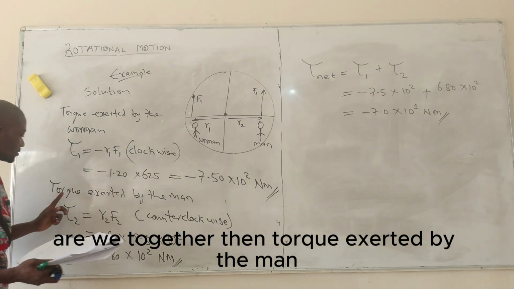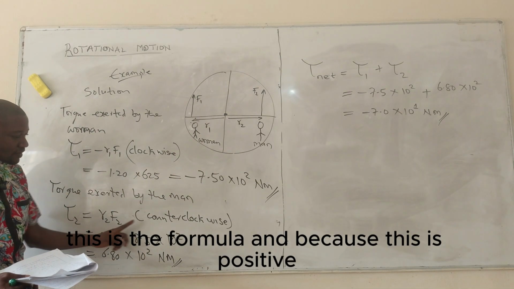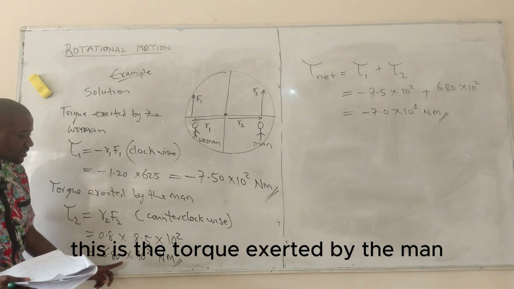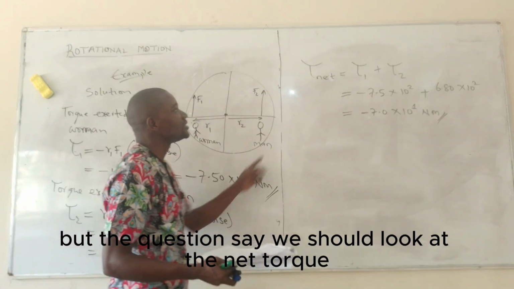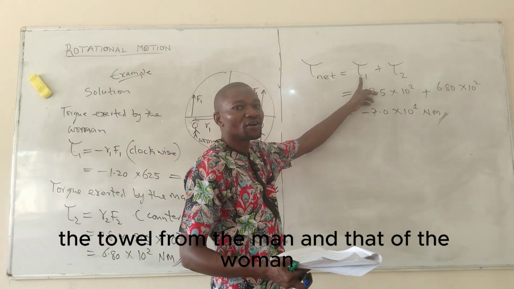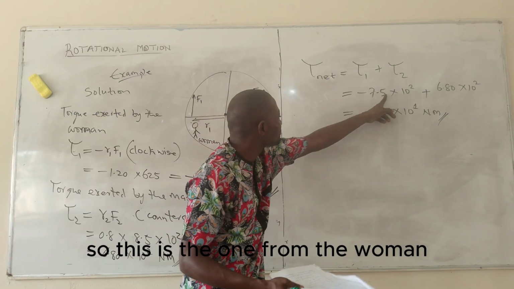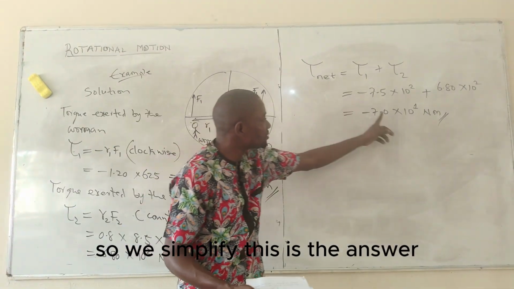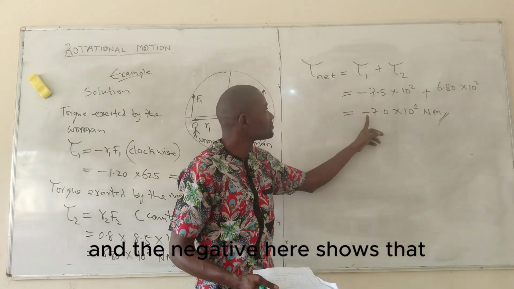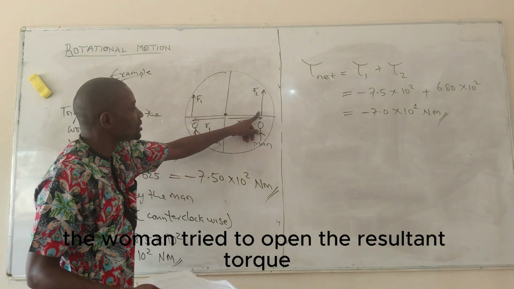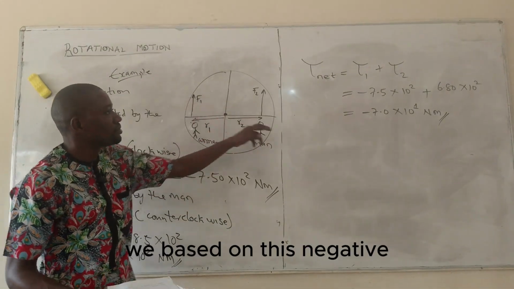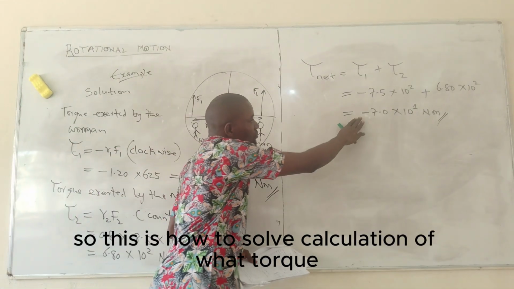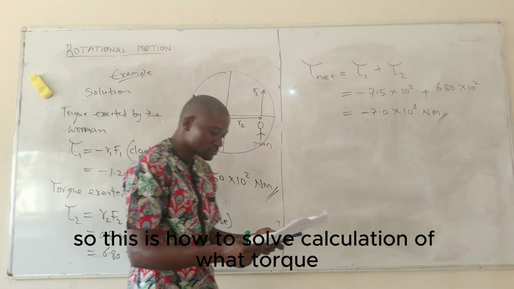Are we together? Then tau exerted by the man. This is the formula. And this is positive because it is counterclockwise. So if we substitute, this is the tau exerted by the man. But the question says we should look at the net tau. The net is what? The tau from the man and that of the woman. So this is the one from the woman, and for the man, this is the tau exerted. So we simplify, this is the answer. And the negative here shows that even though the man tried to open the door and the woman tried to open, the resultant tau, based on this negative, shows that it will move in the what? Clockwise direction. So this is how to solve calculation of tau.